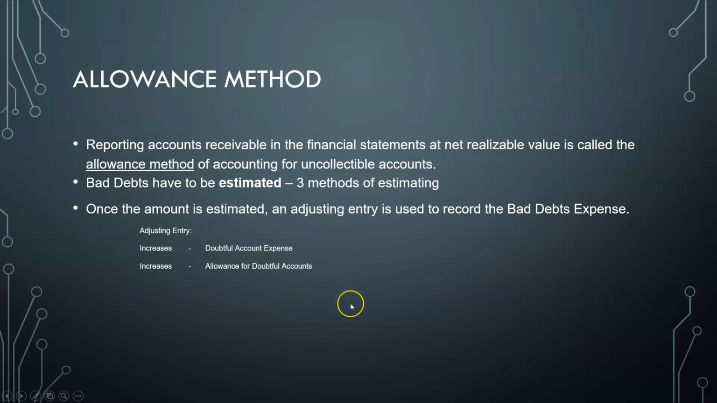You may want to note this down because when you are recording your bad debt expense at the end of the accounting period, the adjusting entry always has to be this: increase doubtful account expense and increase the allowance for doubtful accounts. Again, your homework doesn't have a column called allowance for doubtful accounts. They have a column called net realizable value of accounts receivable. So whenever allowance for doubtful accounts increases, your net realizable value of accounts receivable decreases.